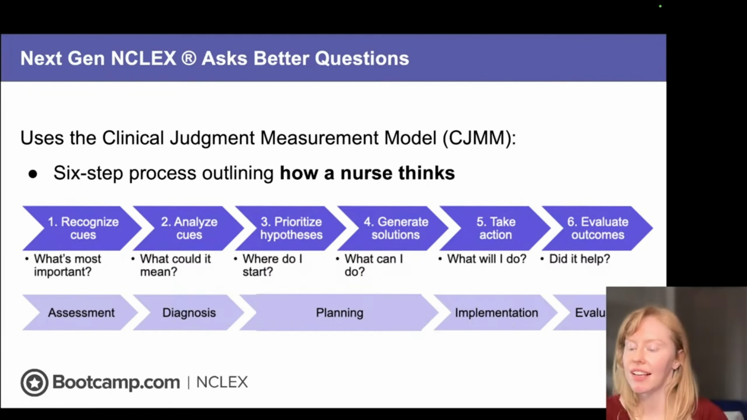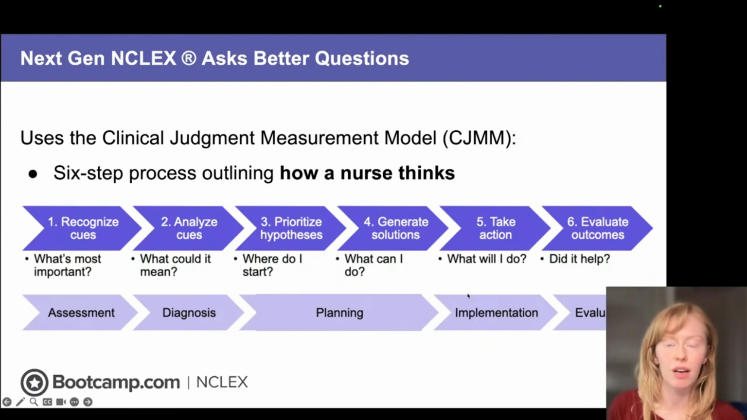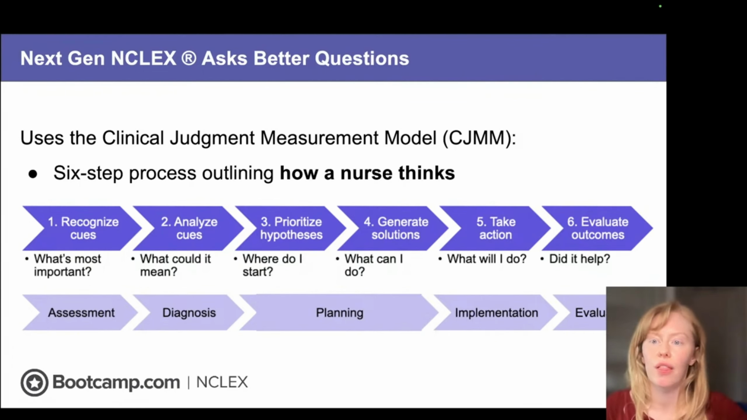I'd also like to ask you guys, how many of you learned this in school or in some way, maybe in class? You went through these 6 steps for a certain disease process, or is this just brand new to you guys? So have you seen this before or not?